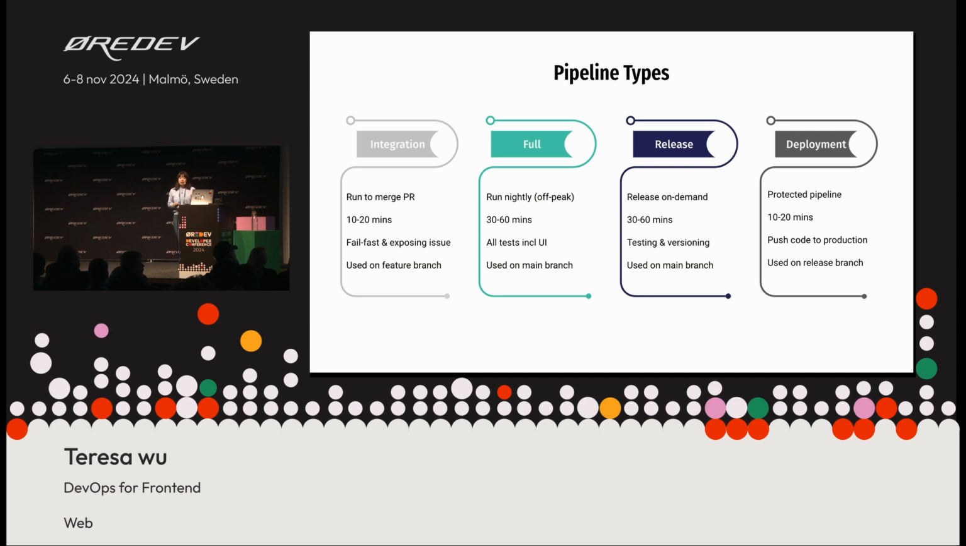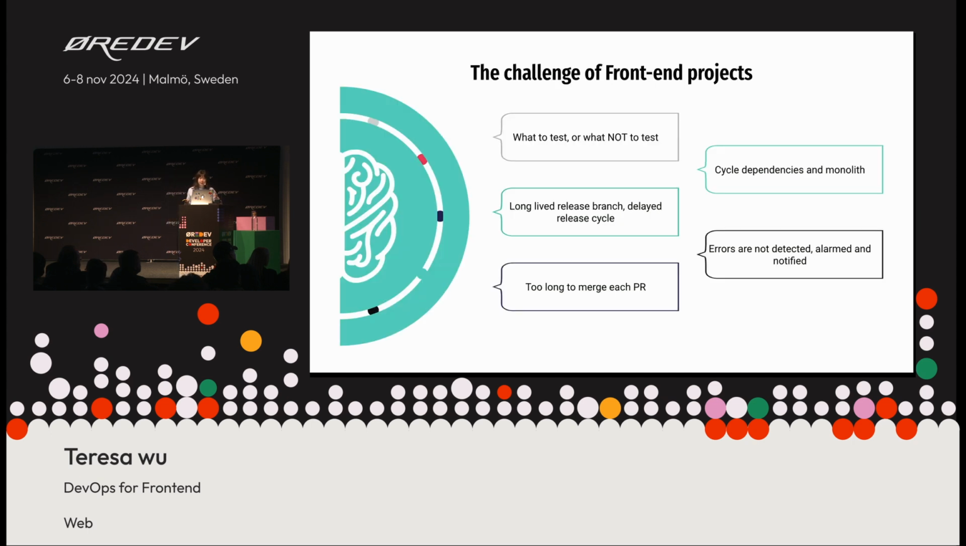And again, if you are building a web application, your release and deployment pipeline might be the same one. But if you're doing a mobile release, your release is separate, should be separate from your deployment. And we will see why. Okay, sorry.